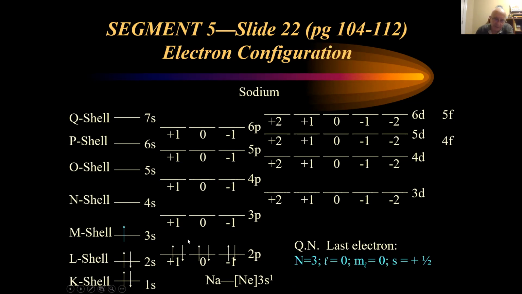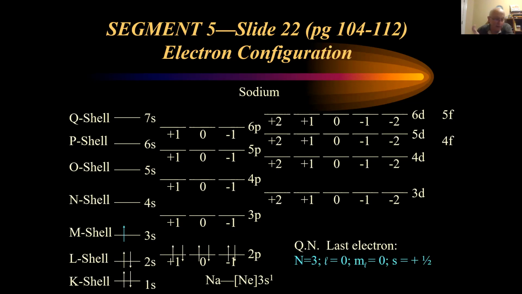Since this whole region was the neon core, and neon was totally unreactive, instead of writing sodium as the helium core and then 2s2, 2p6 and then 3s1, with that noble gas core I can take care of all of these 10 electrons just by writing neon as the core.